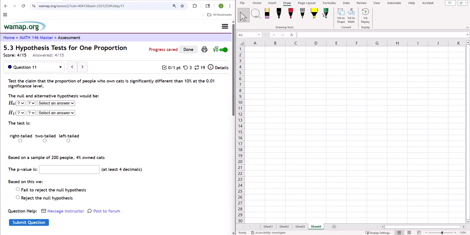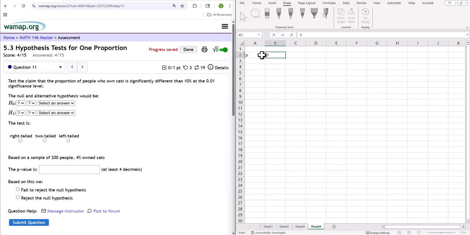All right, here we are again with another hypothesis test for one proportion. Kind of a different format here, so I wanted to run through this. Test the claim that the proportion of people who own cats is significantly different than 10% at the 0.01 significance level. So from this, we get a couple of things.